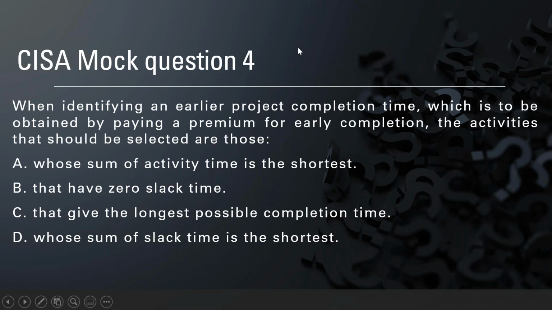And the question speaks on earlier completion of the project, meaning it has to be completed at the earliest time possible. It means it should have zero slack time, so it can never be delayed. Every day is important, and it should not be delayed by even a day, so that it ensures early completion of the project. So B is the right answer, that has zero slack time.